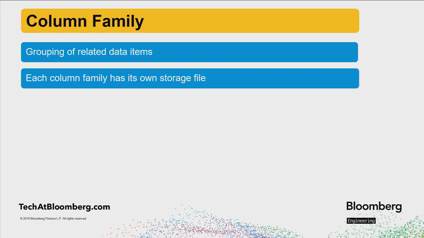Now, each column family has its own storage file. That means, again, that's very powerful because you can control lots of properties at the individual column family level, like what your block size is, what the cache is, what the data block encoding is. You can fine-tune at every column family depending on how you are using that column family.